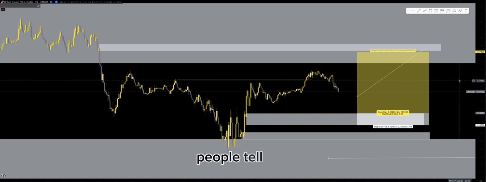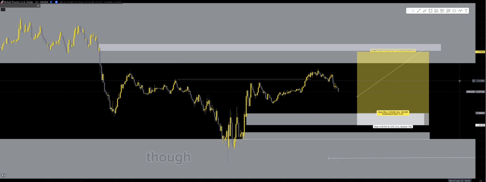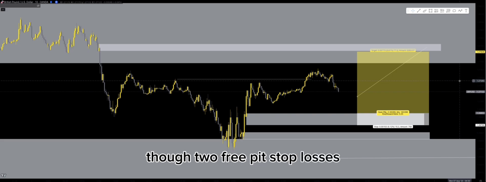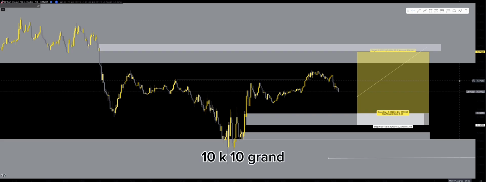It's not every day people tell you go 1 to 25s, 1 to 30s. Like, if someone could deal with the losses of the 2-3 pip stop losses to catch these 1 to 30s, they have the best psychology I've ever seen. However, I'm satisfied with 1 to 5s. On a high account, that's what, 10K, 10 grand. You're laughing, okay? So I set the limits right here.